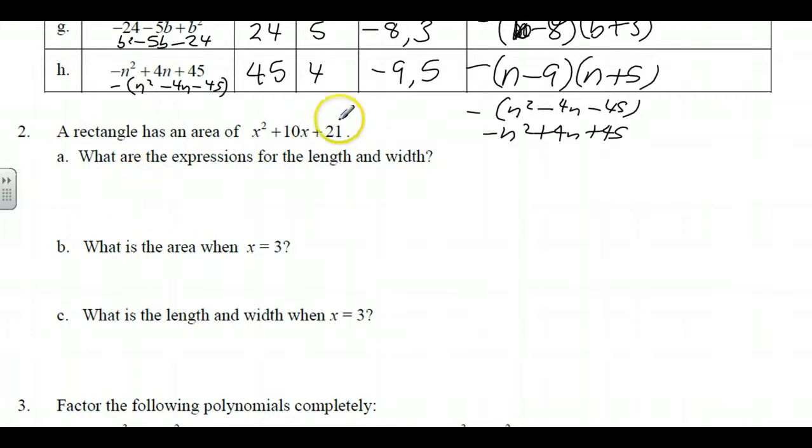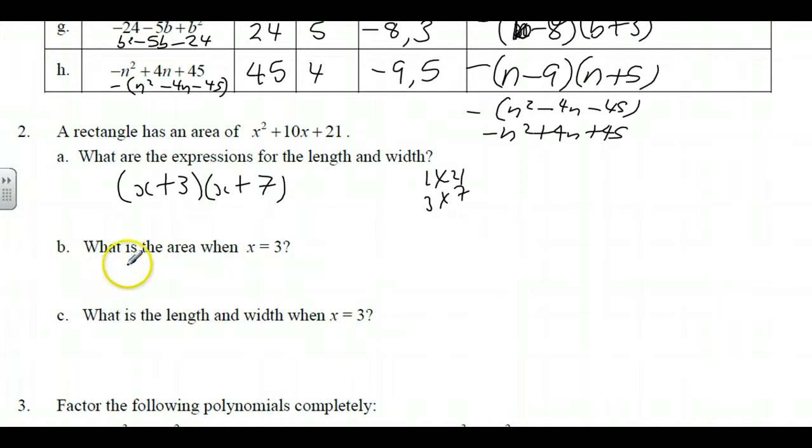Okay, two numbers that multiply to 21 and add to 10. So I think about it, right? I got 1 times 21. Got 3 times 7. Oh, those will work. This is positive, saying that both terms have the same sign. They're both positive or both negative, and this says they're both positive. So x plus 3, x plus 7.